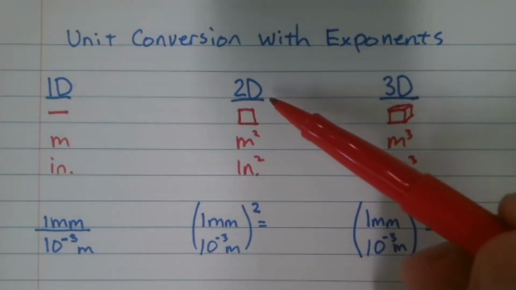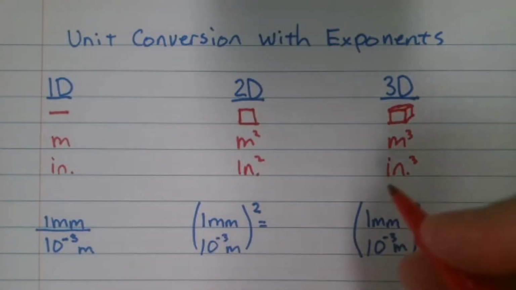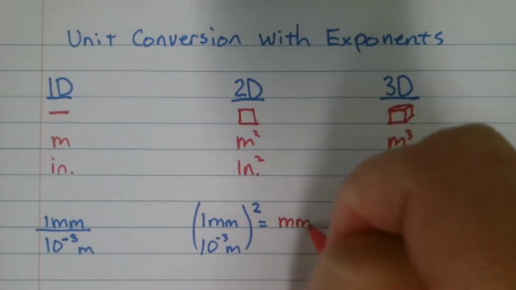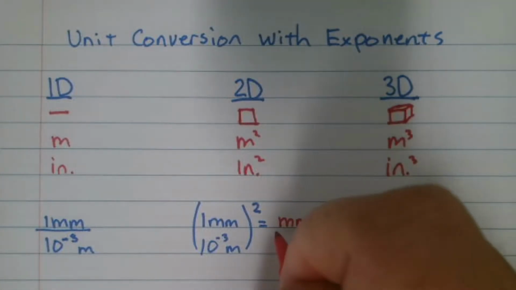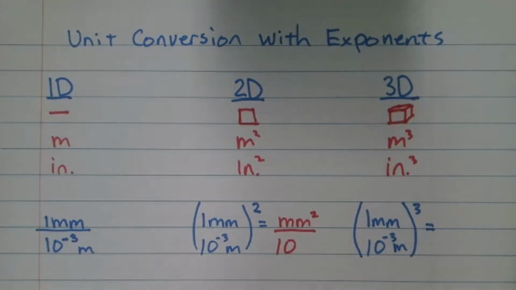But if that's a two-dimensional shape, or if we're just dealing with an exponent of 2, then not only does it convert the unit, but it also converts the magnitude of the unit. So times 10 to the power of what? So first example, we have two dimensions, so our exponent is 2. And so when you square this, that gives you millimeters squared over 10 to the power of what?